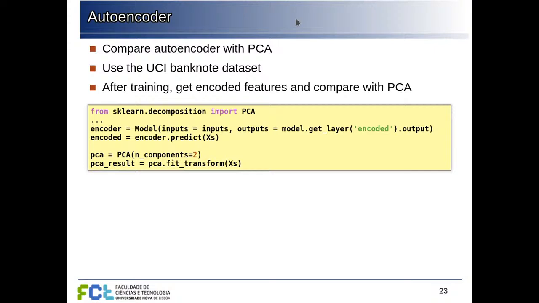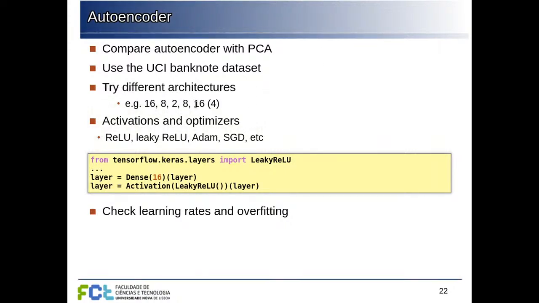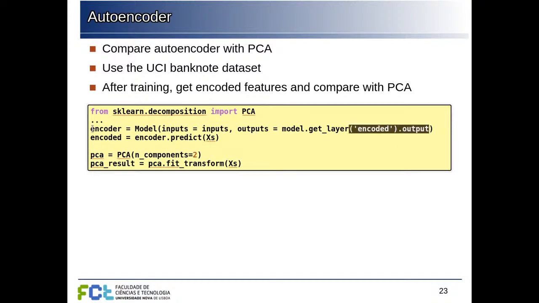The only tricky thing that you have to do is create a model for the complete autoencoder, but then you also need to create a model with just the encoder. One way of doing this is to give a name to that middle layer, this one here, where you have the encoding, and then you extract the outputs from that and create a new model that just goes from the input to that middle part of your autoencoder. This would be the encoder part only, which you can then use to transform your data so that you can plot it, compare it with principal component analysis, and so on.